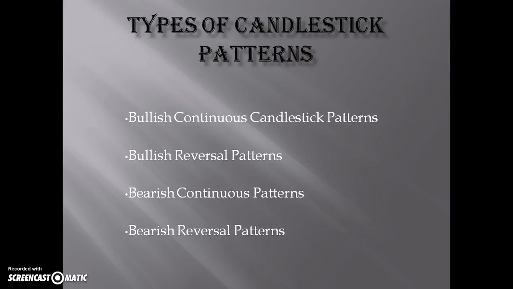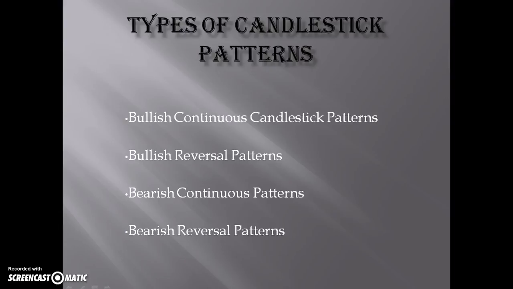As I was saying earlier on, we have two categories: the continuous and the reversal patterns. Under each of these we have four different types in all. We have the bullish continuous candlestick patterns, the bullish reversal candlestick patterns, the bearish continuous candlestick patterns, and the bearish reversal candlestick patterns.